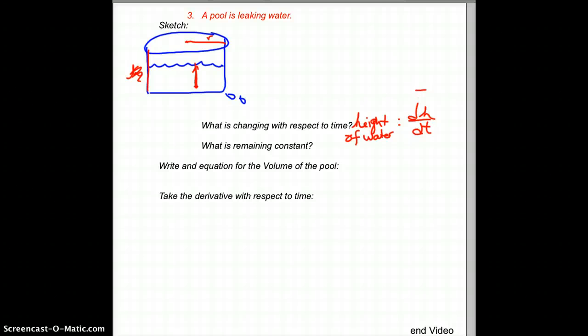Also changing with respect to time is the volume of the pool. So the volume, or the change in volume over change in time, is also going down. So I have two things that are changing, the height of the water and the volume of the water. What's remaining constant in this problem would be the radius. The radius does not change as the water leaks out. Now, had it been a cone, then the radius is changing as we go farther and farther down. The radius at the height of the water level right there would be changing, but for the cylinder it isn't.